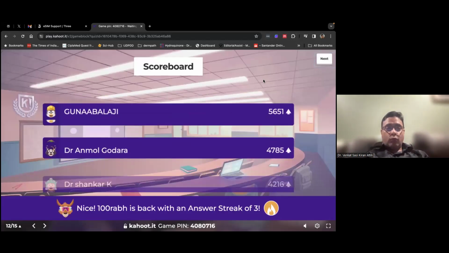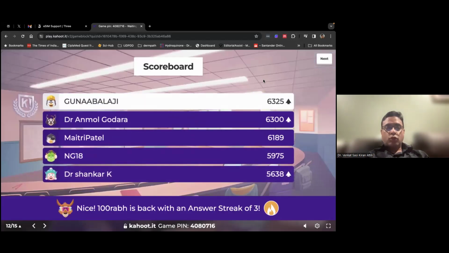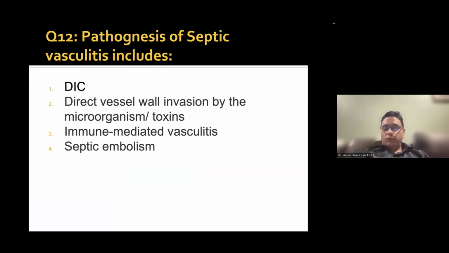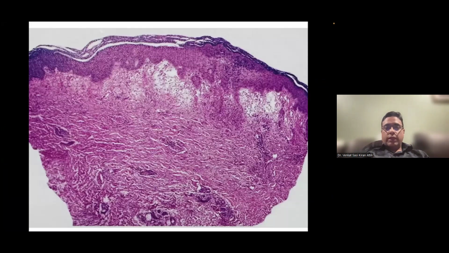So let's see what the leaderboard is looking like. Guna Balaji is on top, followed by Anmol, Maitri Patel, NG, 18, and Shankar. I'm seeing similar names. 100 Rad is back with an answer streak of 3. So those of you lagging behind, we've got 3 more questions to go. So, not to fret.